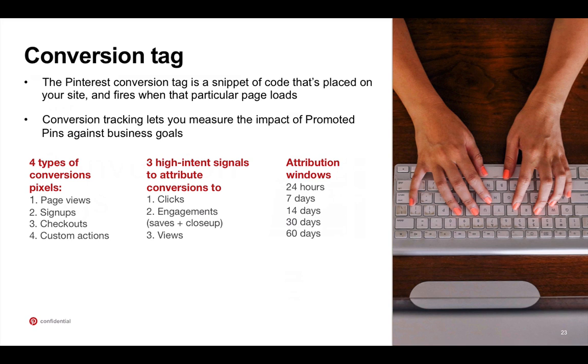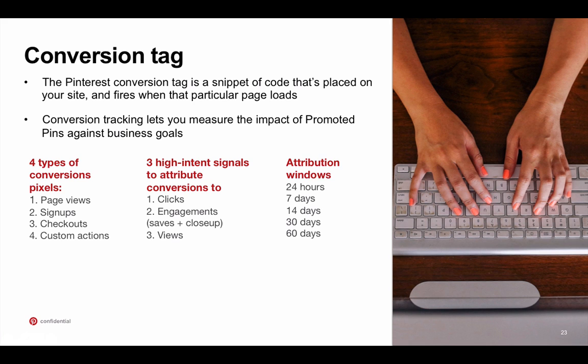So to create a conversion tag, go to the ads dropdown in the top left and click on conversion tracking. On that page, you can generate a code for 4 different types of tags: page views, signups, checkouts, or custom actions. And whenever you create a conversion tag, you have the ability to attribute the conversions to 3 actions: clicks, engagements, which is defined as saves and close-ups, and views.